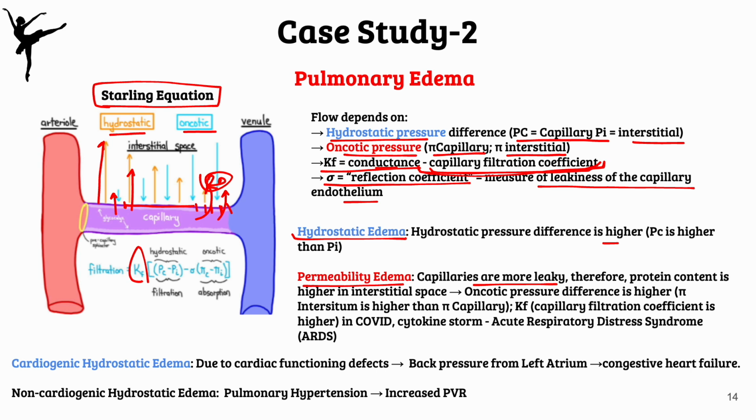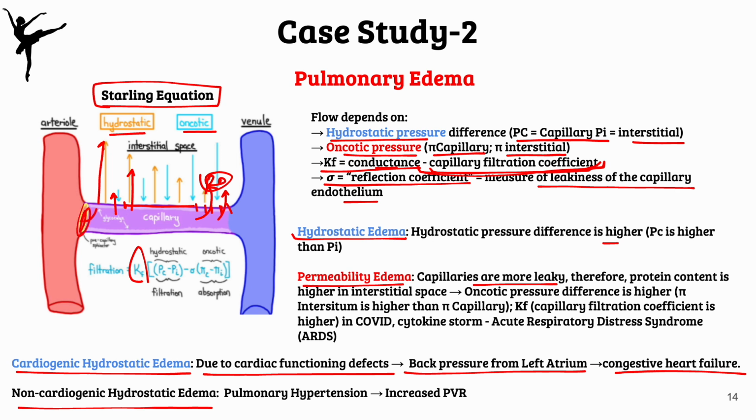Now, there are two types of hydrostatic edema. There is cardiogenic and non-cardiogenic hydrostatic edema. Cardiogenic hydrostatic edema is due to cardiac malfunctioning. If the left ventricle is not functioning properly, is not pumping properly, there would be a back pressure which would start to build. Due to that back pressure, in instances of congestive heart failure, the hydrostatic pressure increases, and that would lead to more seeping of fluid into your interstitial space.